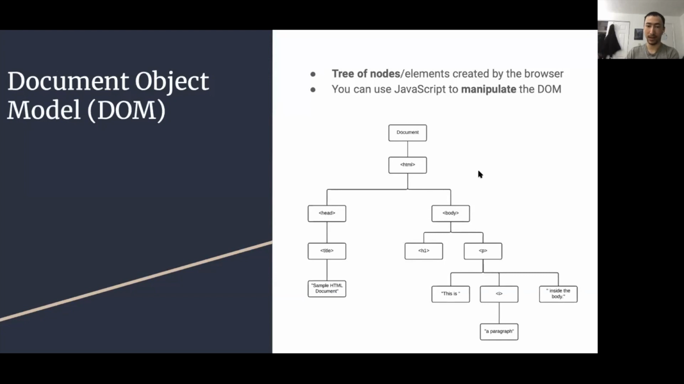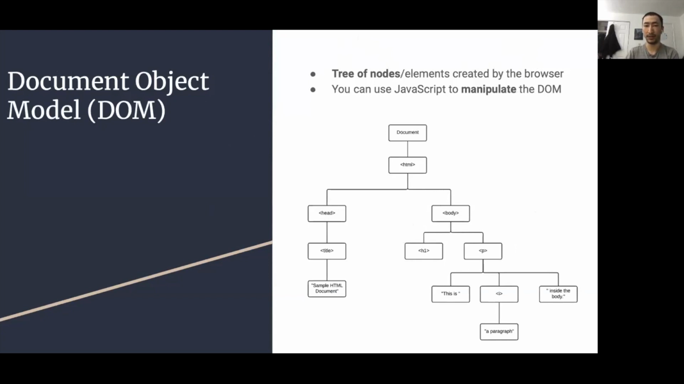And so now let's talk about the document object model, which is another type of interface or API provided by your browser. The document object model is basically a tree of nodes or elements created by the browser, and it lets you use JavaScript to manipulate the DOM.